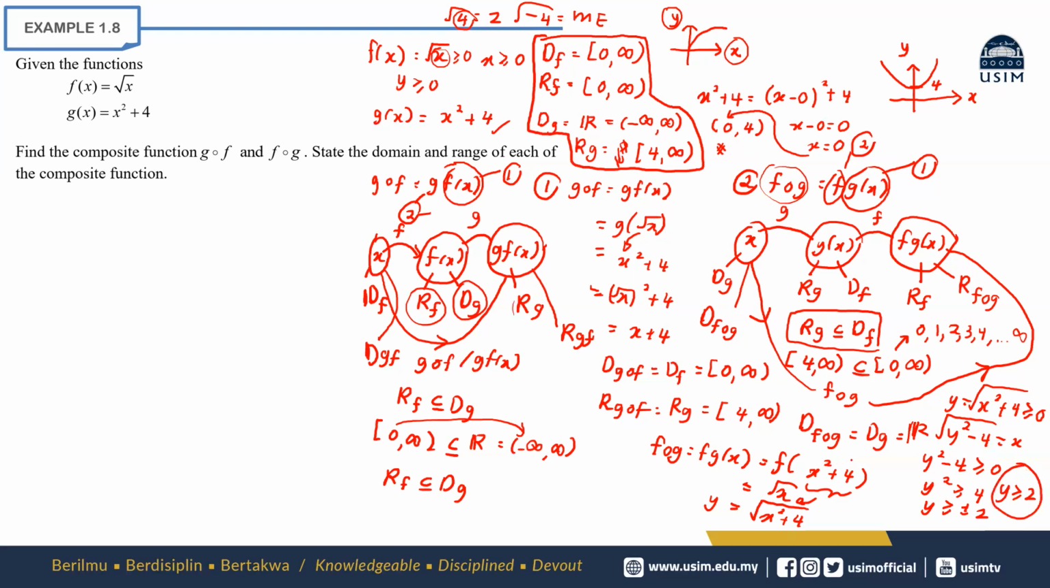Okay, so the range of F compose G is equal to 2 until infinity. Okay, so this is our answer for the domain of F compose G, and the range of F compose G is 2 to infinity. Okay, done.